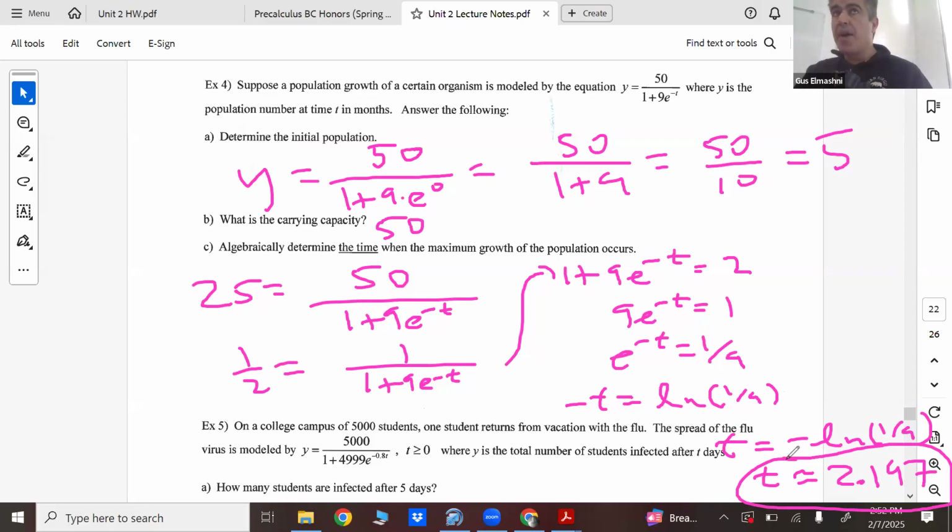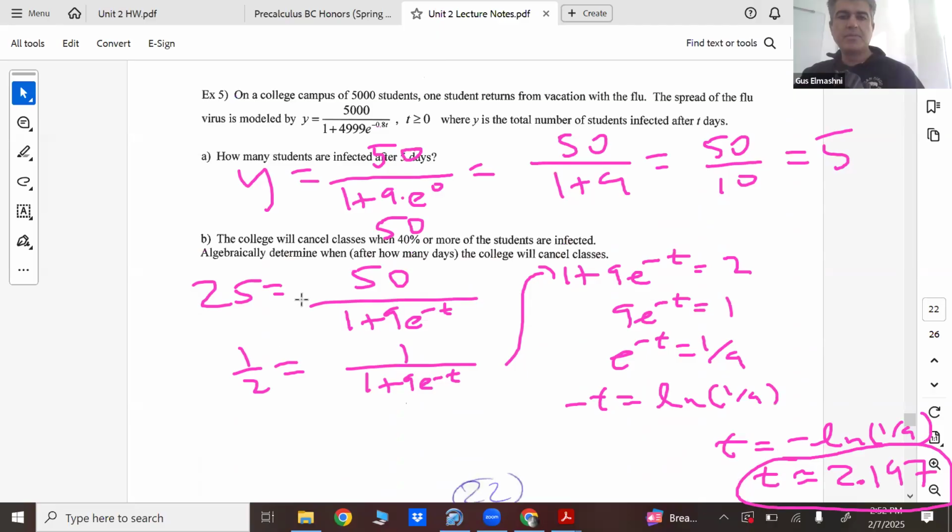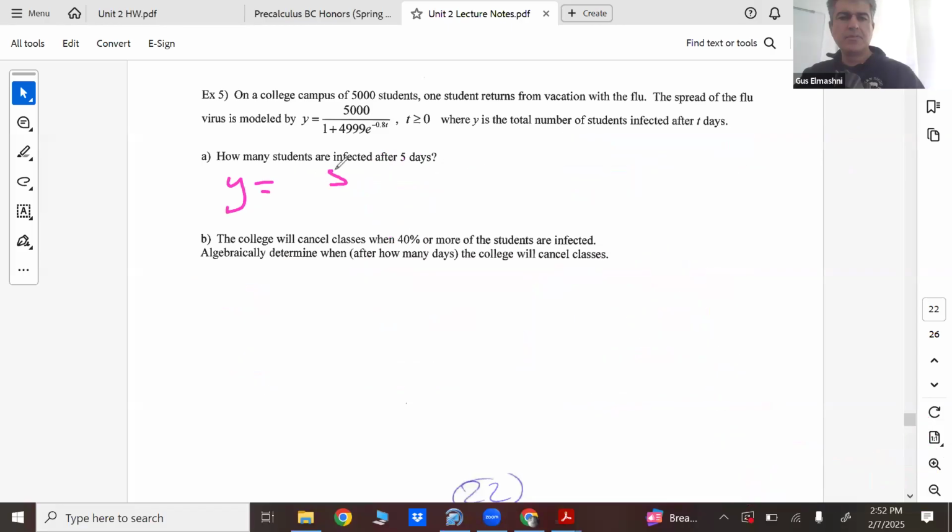So why don't you guys try example 5? Yeah, this is the model. And we'll check in about a couple of minutes. You'll need a calculator to do part A.